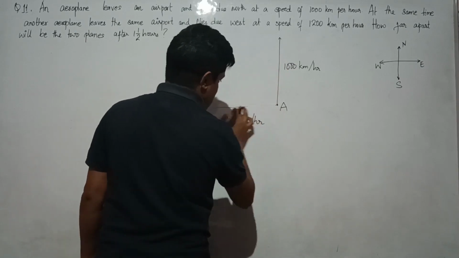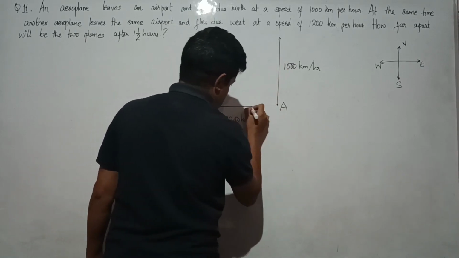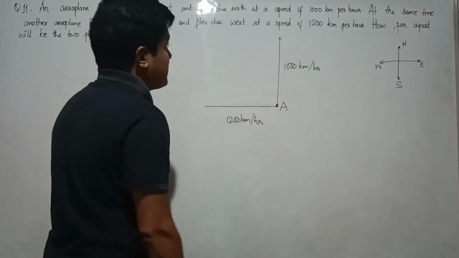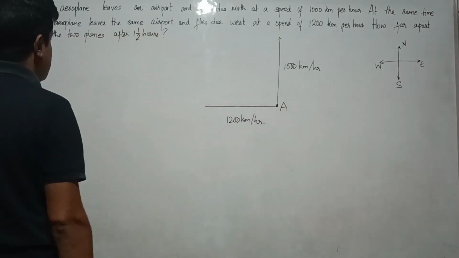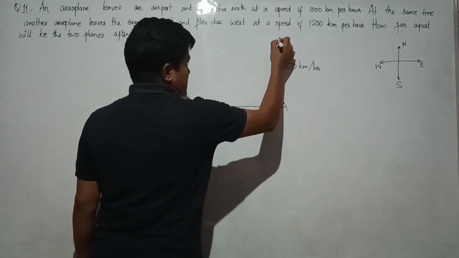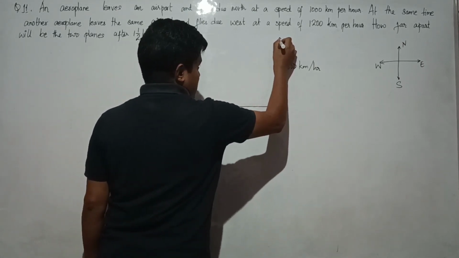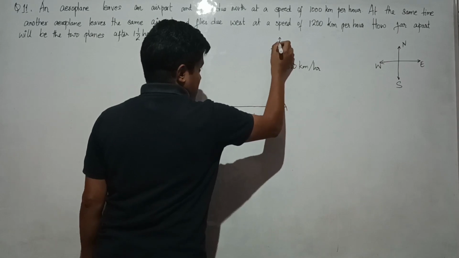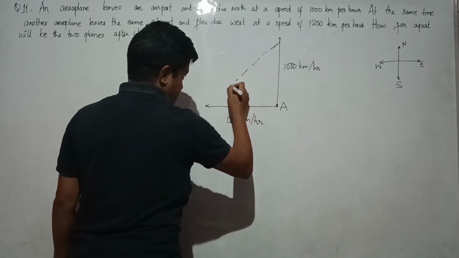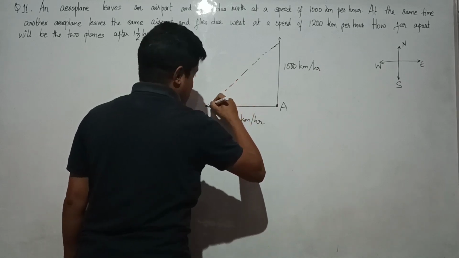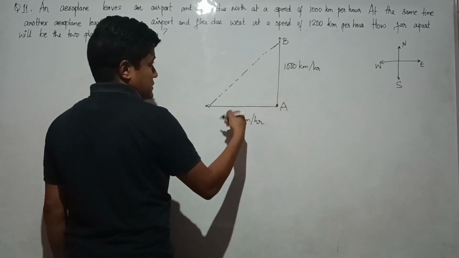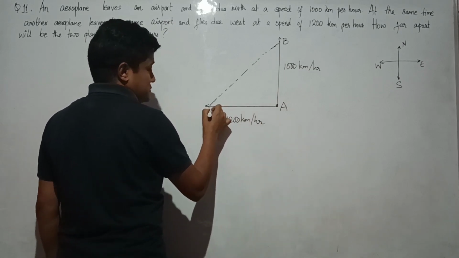How far apart will the two planes be after 1/2 hour? Let us first find the distance between the two airplanes at 1 hour, and then see that airplane 1 reaches B and airplane 2 reaches C.